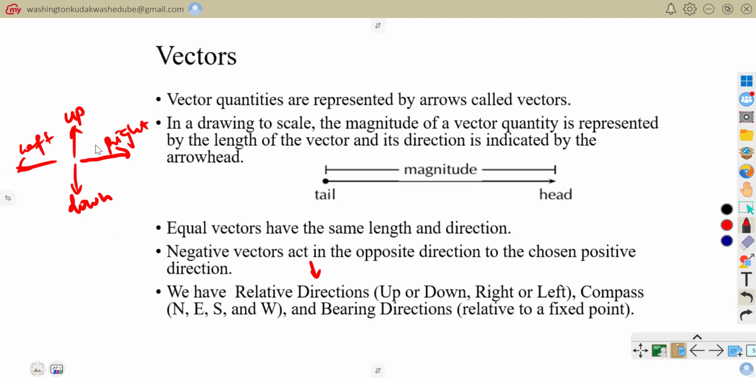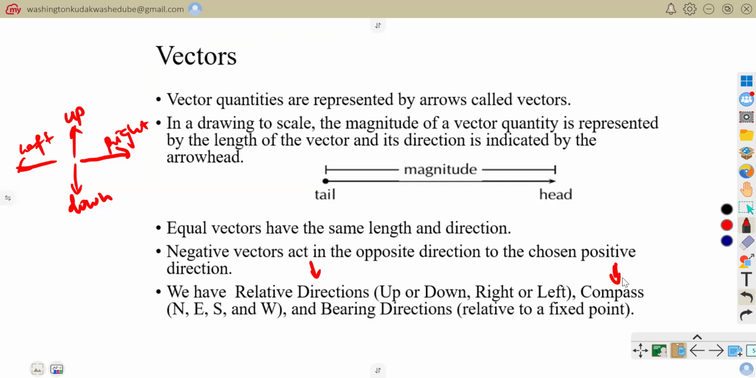That is what we refer to as relative direction, because we usually use our right hand and our left hand to point directions. We usually use our hands to say up, to say down. So that is what we refer to as relative direction. So you can choose to represent your direction in terms of relative directions, or else you can choose to represent your direction in terms of the compass.